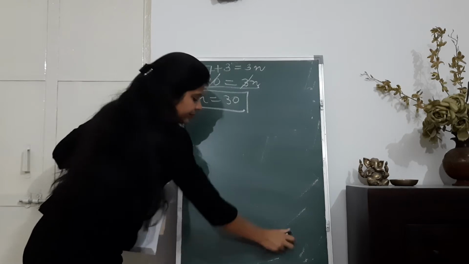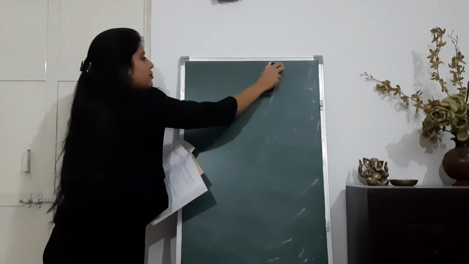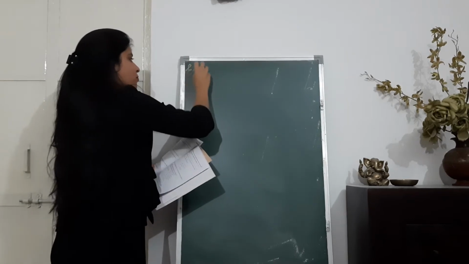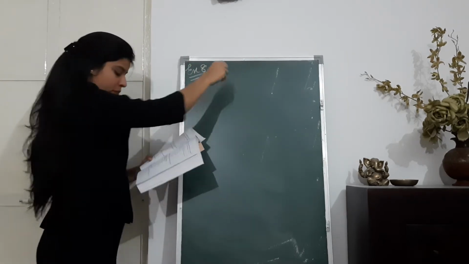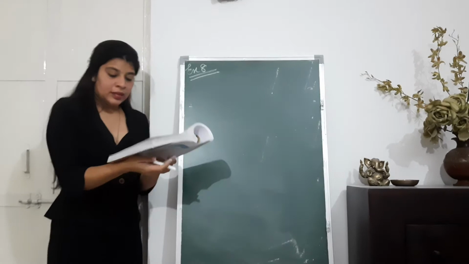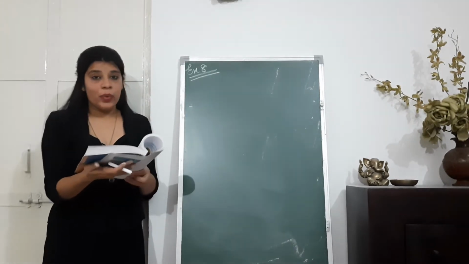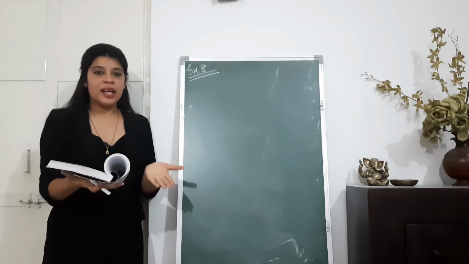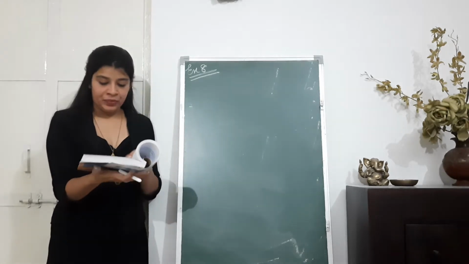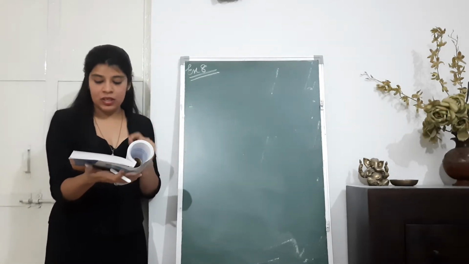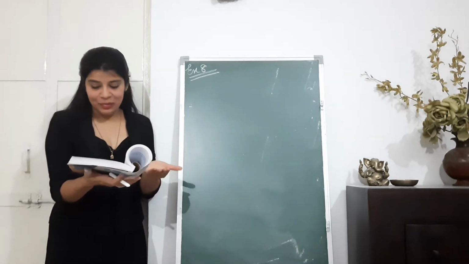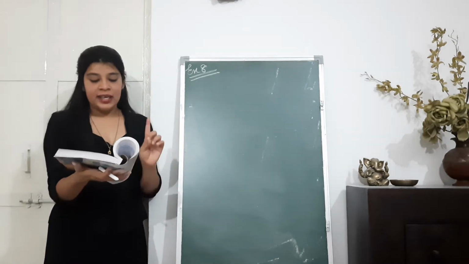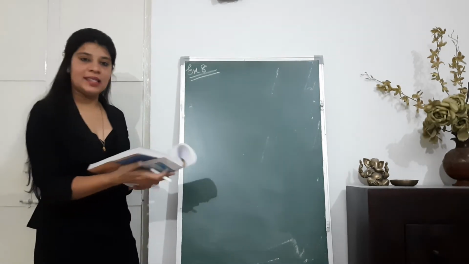Example 8. This is an interesting question and you should understand this question very properly because these kind of questions often come in your exam. Find the 11th term from the last term towards the first term of an arithmetic progression 10, 7, 4 and so on till minus 62.